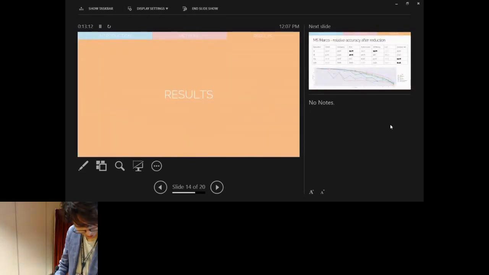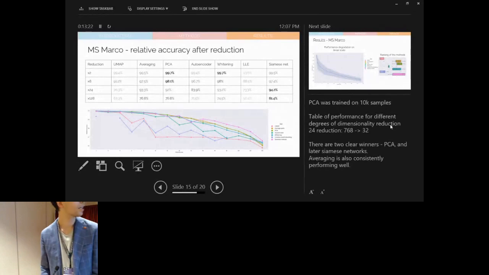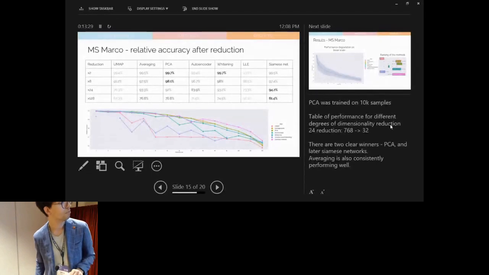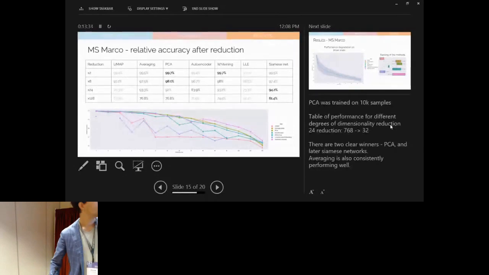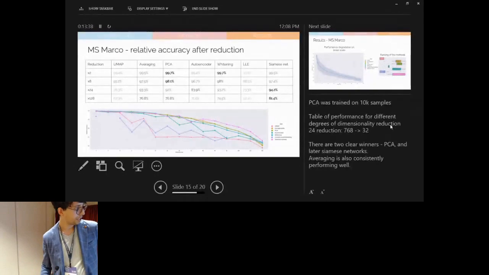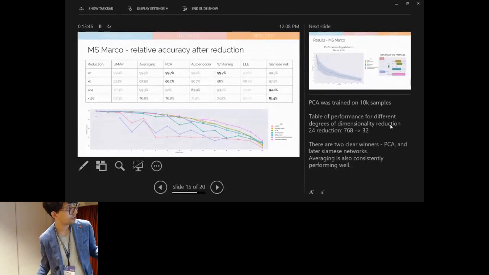And as for the results, well, the abstract on the website said that we managed to keep 96% of the original accuracy with an 8 times reduction, but we improved it to 98% of the original accuracy. So what you see here is the table and a graph visualizing the table.